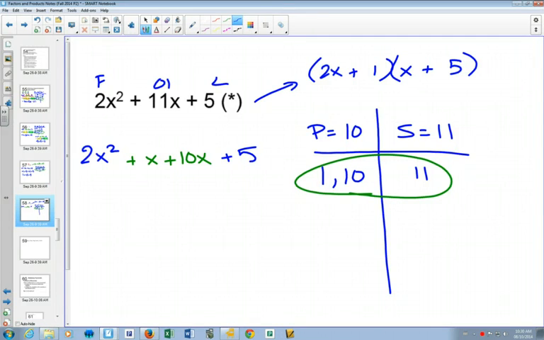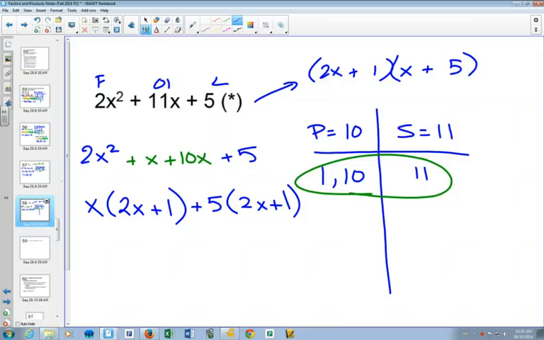Only thing common in the first ones is an x, leaving us with 2x plus 1. The only thing common in the next ones is 5. Need 2x plus 1.